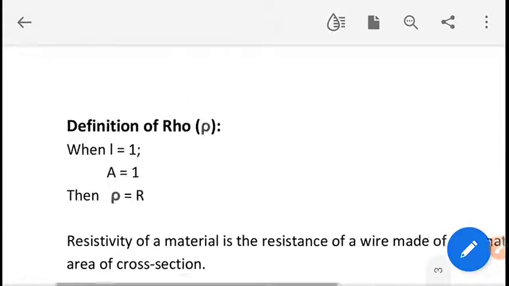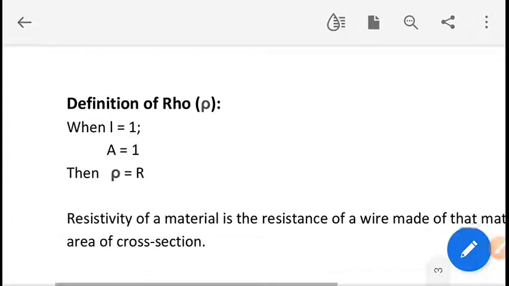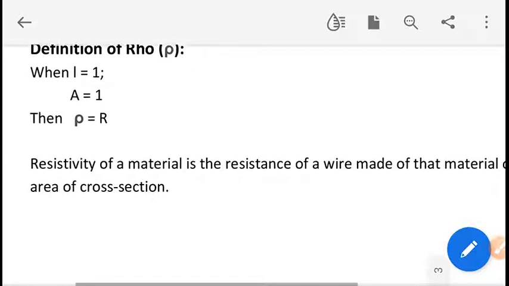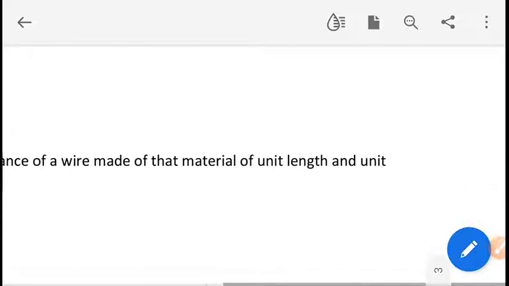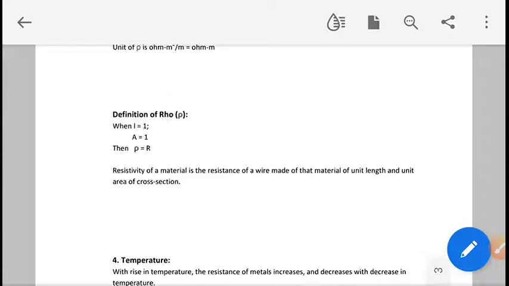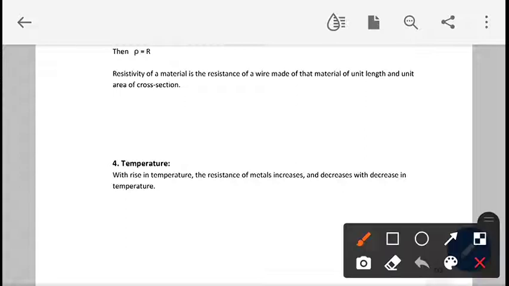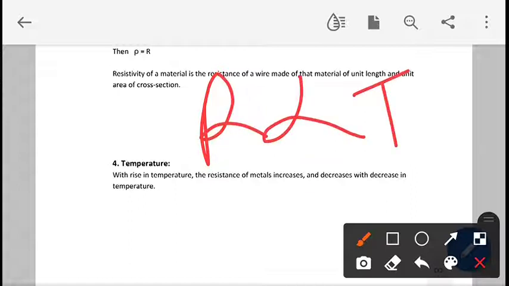Here what I have explained to you is written as rho. So the resistivity of a material is the resistance of a wire made of that material of unit length and unit cross section area. Temperature is also one of the most important factors. A rise in temperature of a conductor gives rise to an increase in resistance. Resistance of a conductor is directly proportional to temperature, T for temperature. If temperature increases, resistance also will increase.